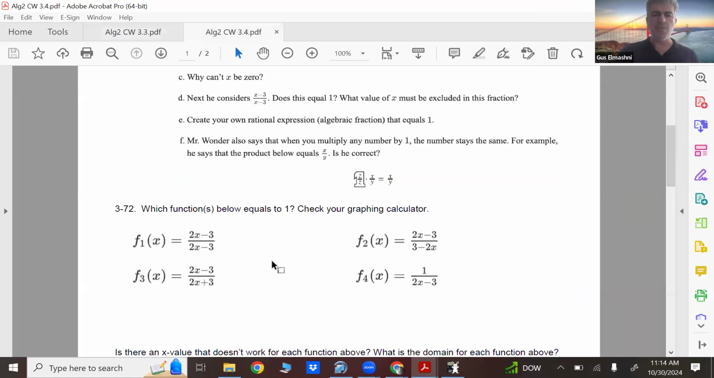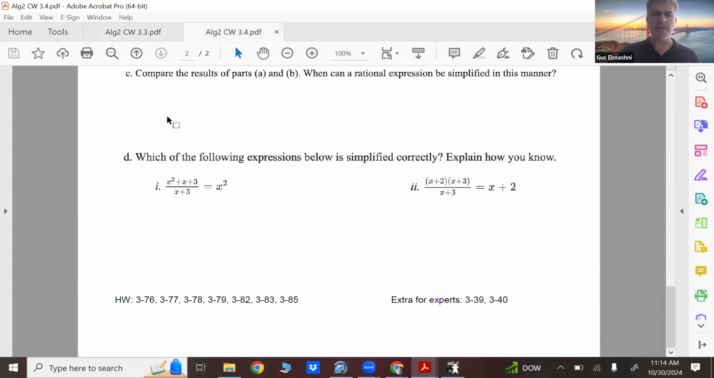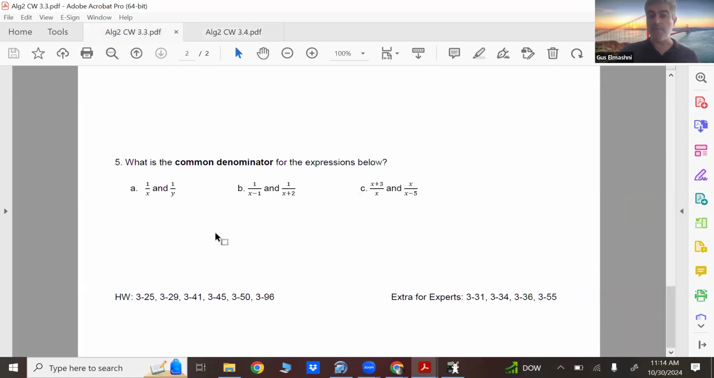I won't do 3, 4. 3, 4 is pretty simple. I could save that for Friday. It's fine. Excuse me, this one here. Let's find the LCDs.